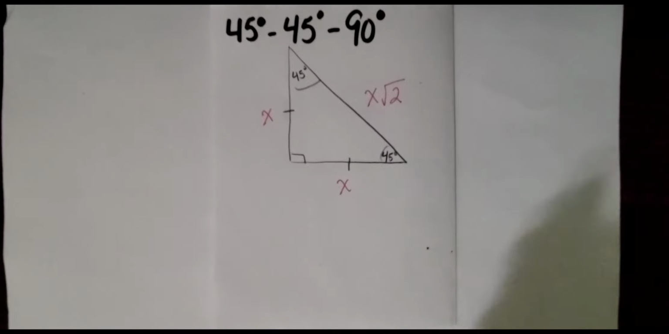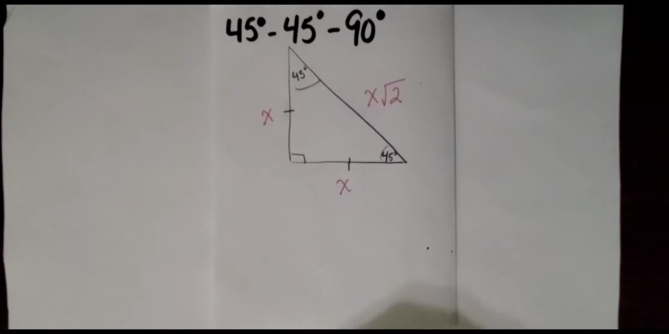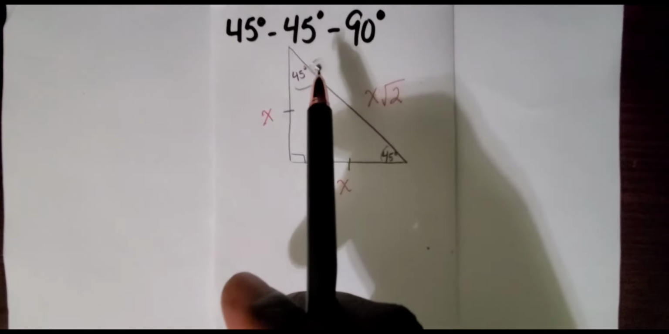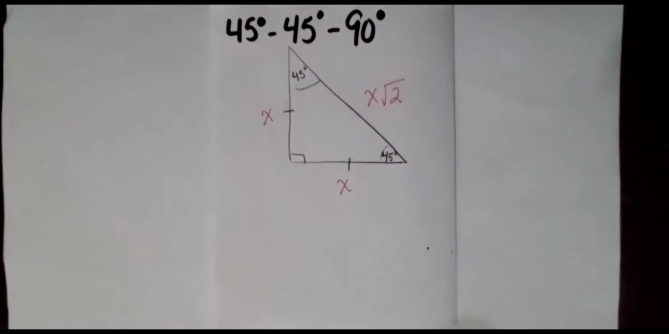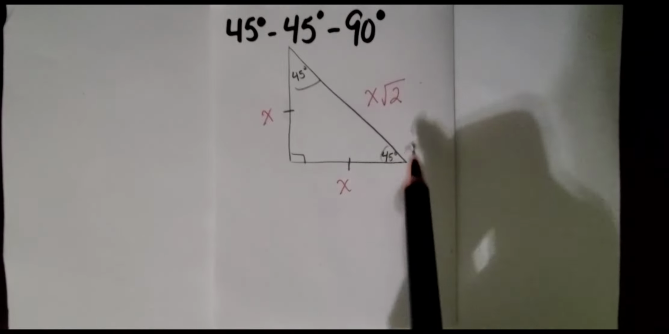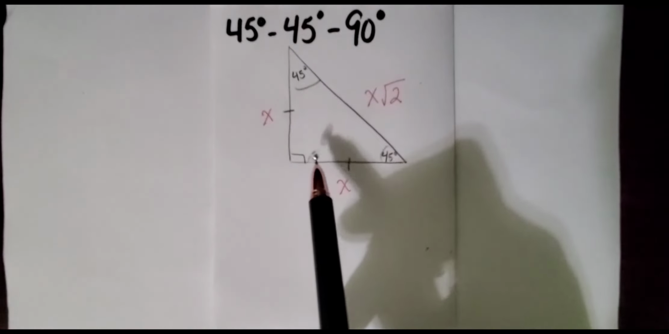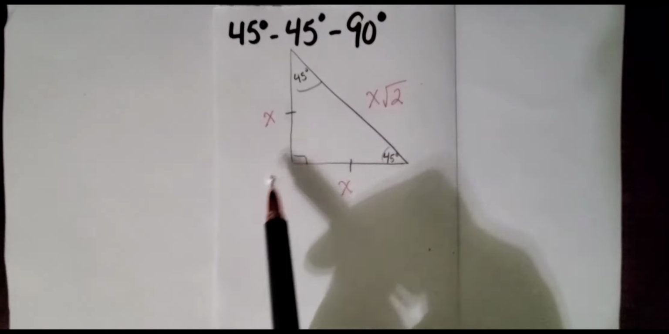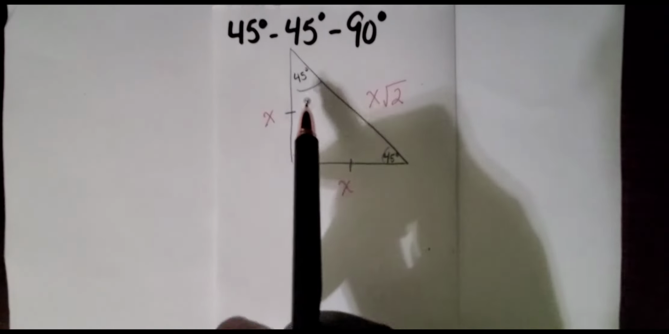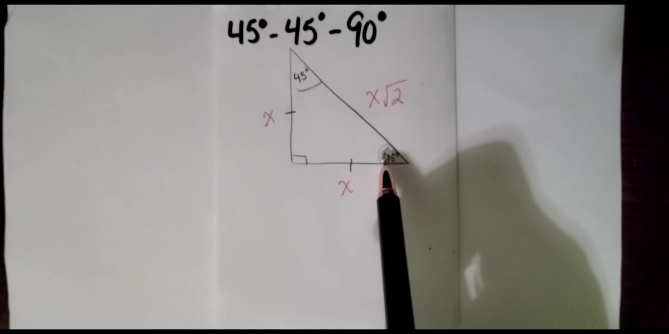Okay, so we have a couple of special right triangles, and one of the special right triangles is the 45, 45, 90-degree right triangle. If we look at this right triangle here, we see that the right angle is labeled here, and that each of these angles measure 45 degrees.